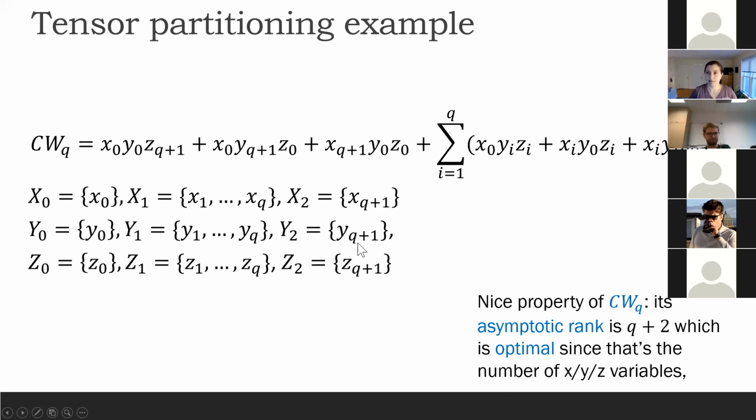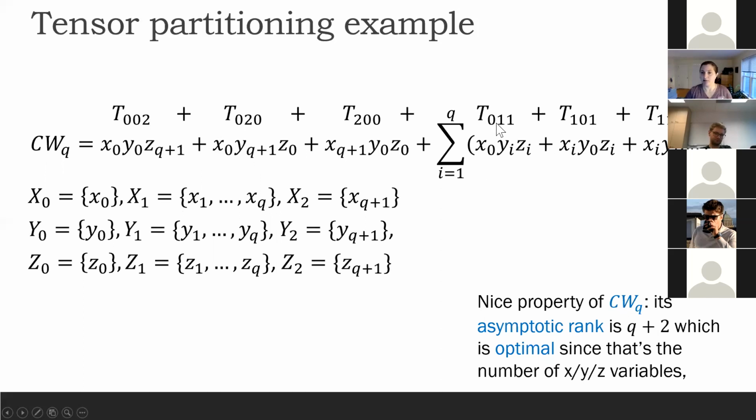And now, let's look at the t sub ijk's as I defined them before. T sub 002 is only this term over here. T sub 020 is this term. T sub 200 is this term. T sub 011 is the sum over i of x0, yi, zi. T101 is the sum over i of xi, y0, zi. And T110 is the sum over i of xi, yi, z0.